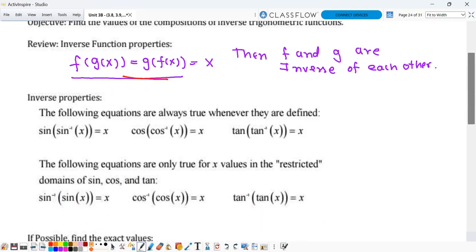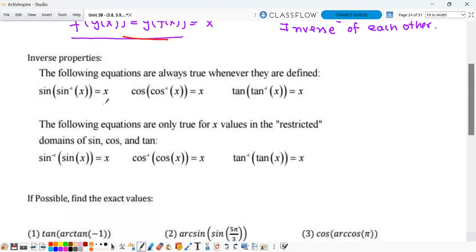So what happens if we have sine of sine inverse x, do we get the x back? Possibly. True. Cosine of cosine inverse, do you get x back? We are looking at this whenever they are defined, which means if the inside works, then only the outside works. So you have to know the domain of the inside. Domain of the inside is -1 to 1. If this inside works, then the outside works.